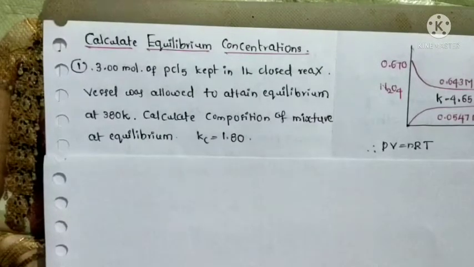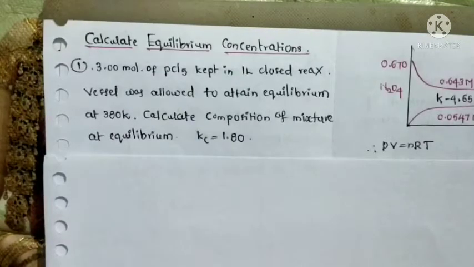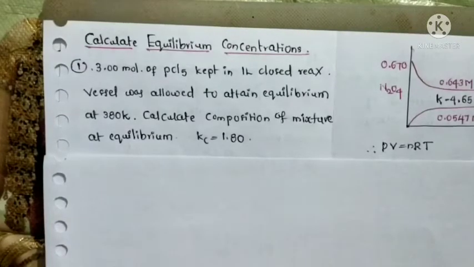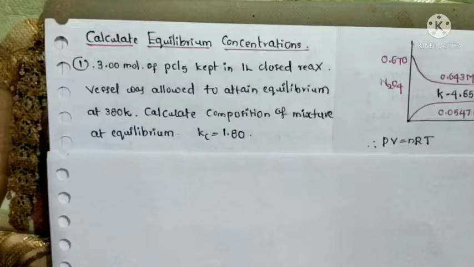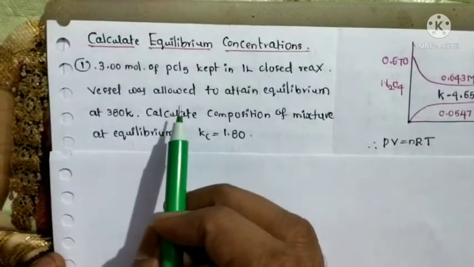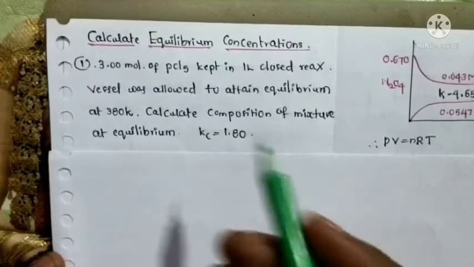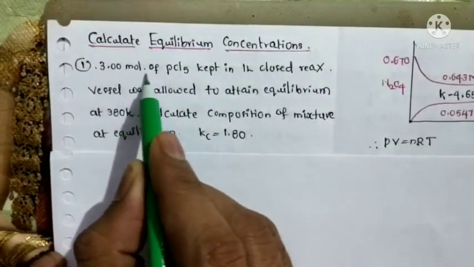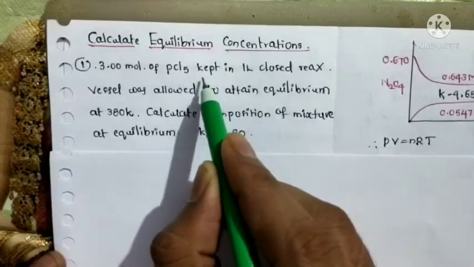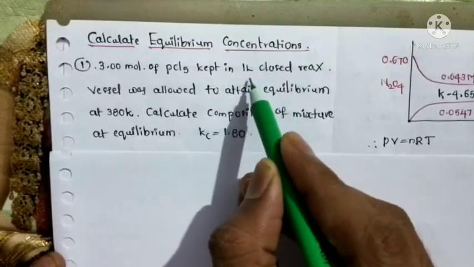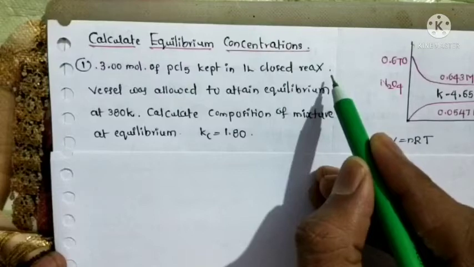The first application is to predict the extent of a reaction. The second one is to predict the reaction direction, and the third one is to calculate the concentrations at equilibrium. Here one problem is given, and from this we calculate the equilibrium concentrations. Here 3 moles of phosphorus pentachloride are kept in a 1 liter closed vessel.